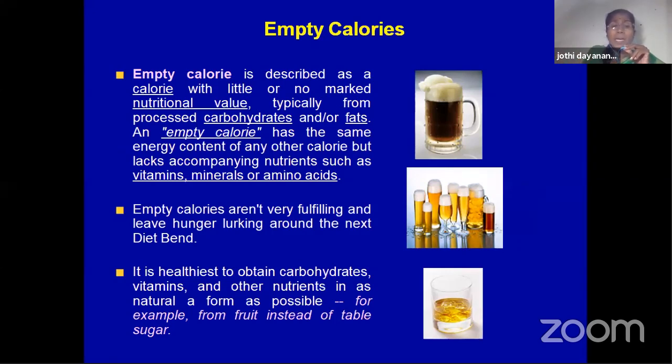Empty calories are not very fulfilling and leave you hungry, looking around for the next diet bend. So what happens? Some of them will only drink this and sleep off. They are losing their kidney because the stomach is empty, the kidney and liver are getting loaded, and it would lead to jaundice. Once they get jaundice and again go drinking, you know what happens? They tend to die much faster. So this is the bad effect of carbonated drinks and hard drinks.